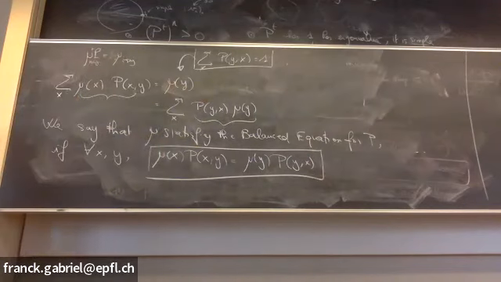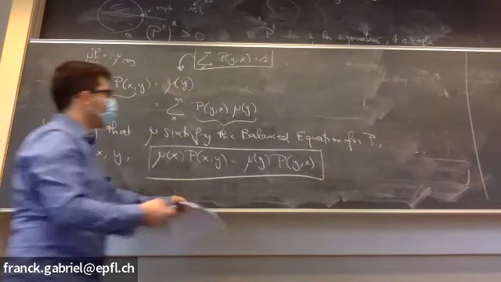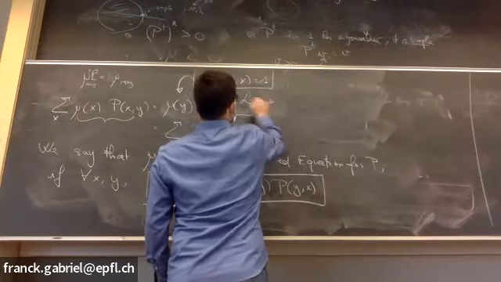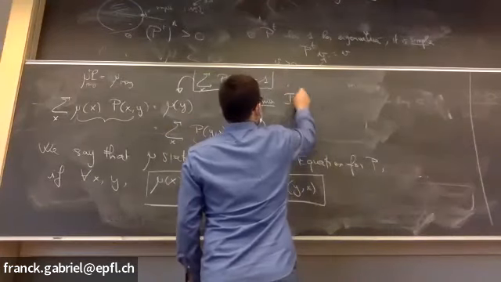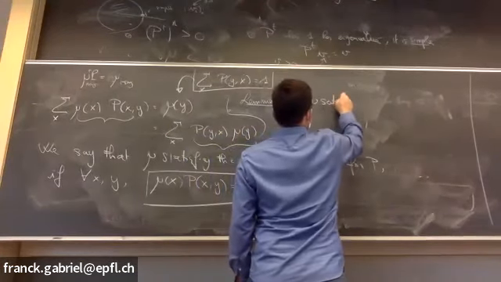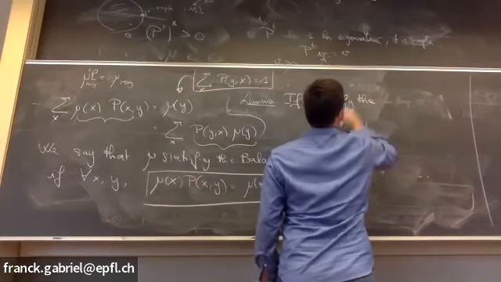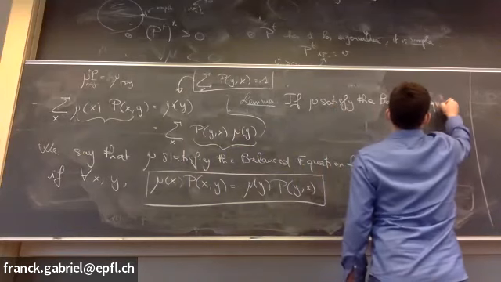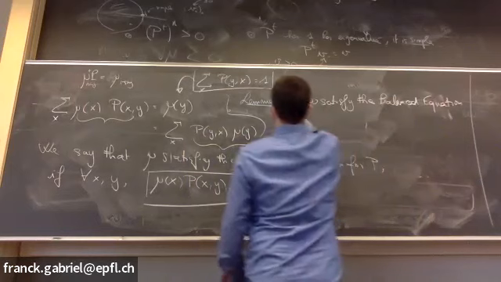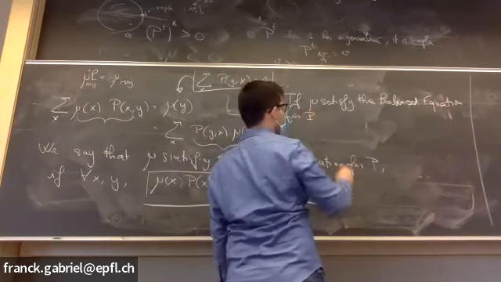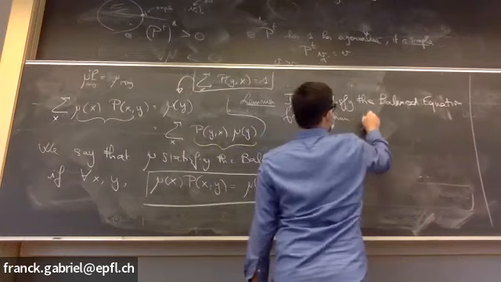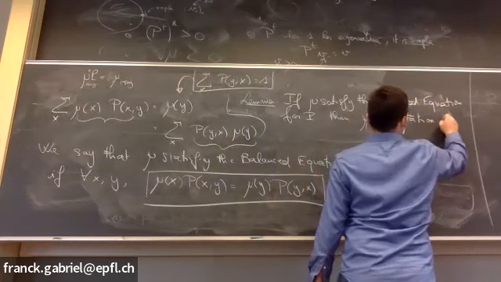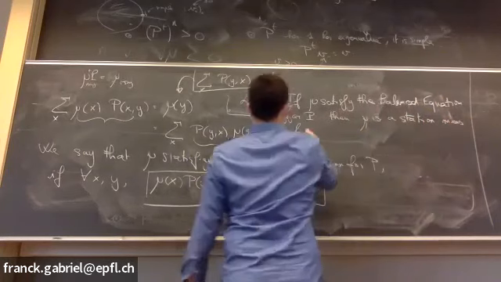What I've written here gives me the following lemma, which is actually super important. If μ satisfies the balance equation for P, then μ is a stationary measure for P.